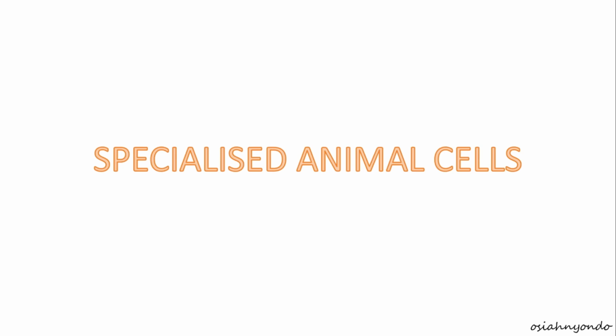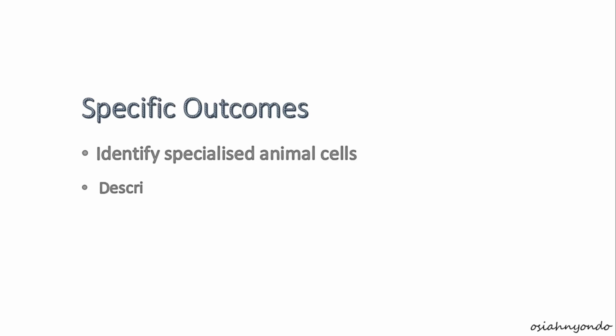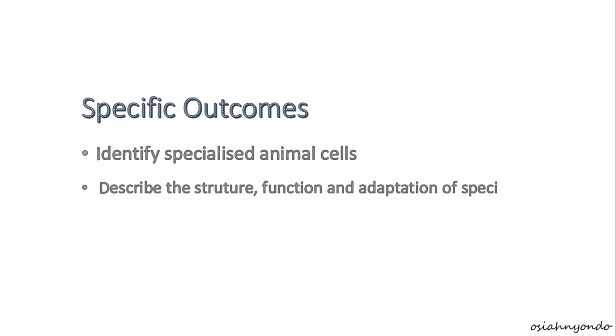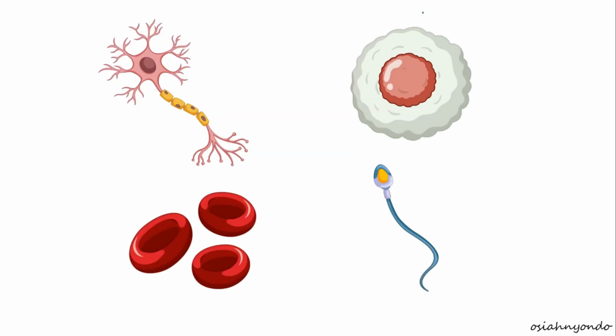In this particular unit, we're going to look at specialized animal cells. By the end of this unit, you should be able to identify the specialized animal cells and also describe the structure, function, and the adaptation of these cells. Here are some specialized animal cells, and you need to identify and explain the role played by each one of these cells in our body. So let's dive in.